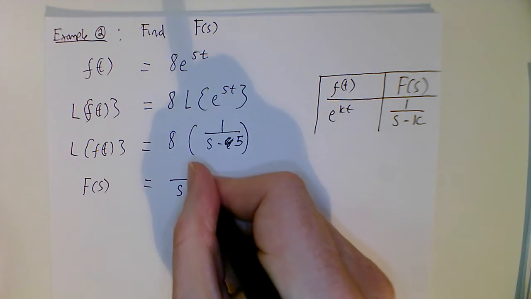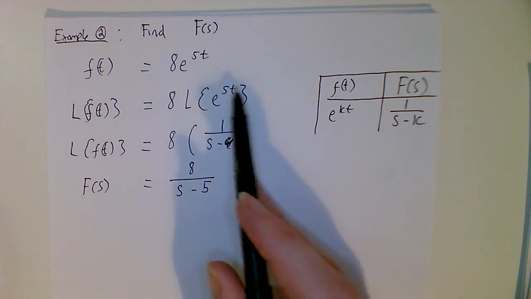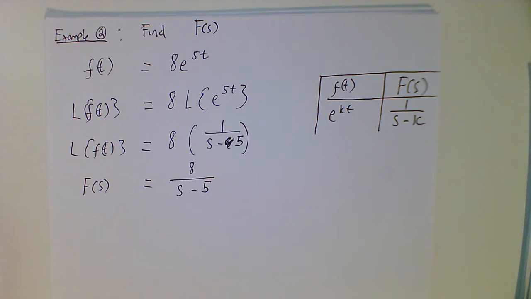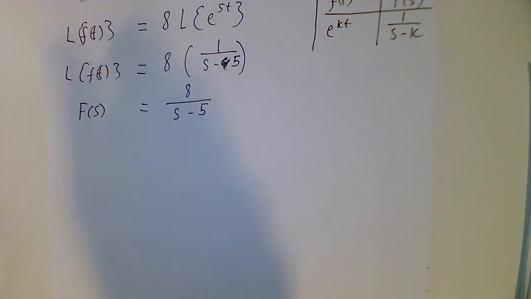Seemed determined to make it put as many 5s in these questions as possible, so that's 8 over s take away 5. Right, let's just do a last couple, and then I'll give you some questions to try.